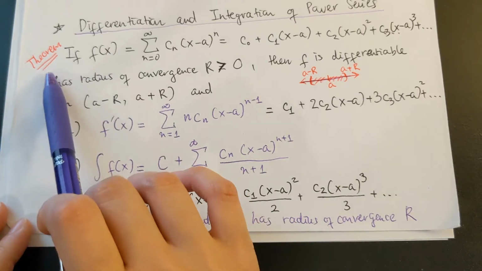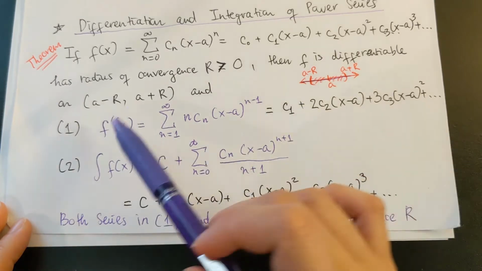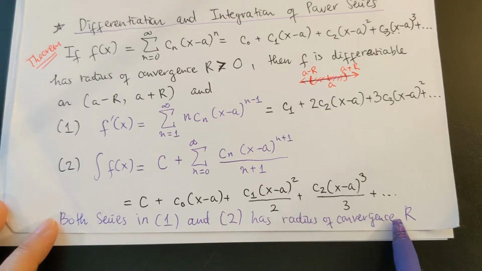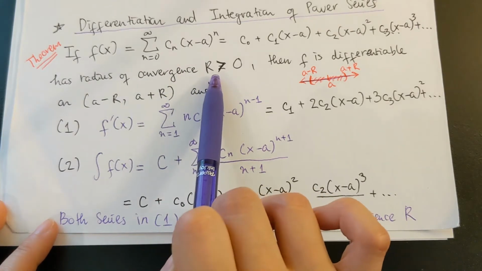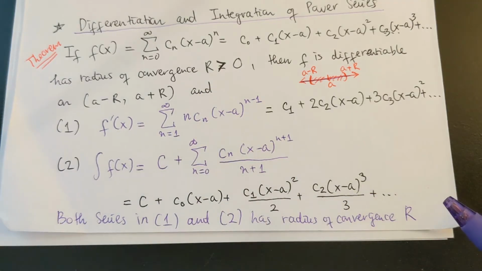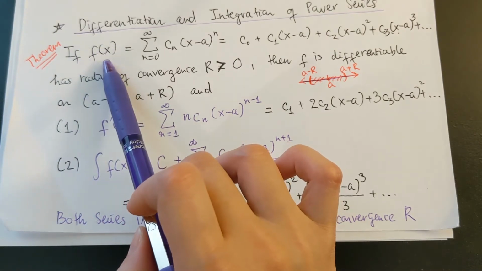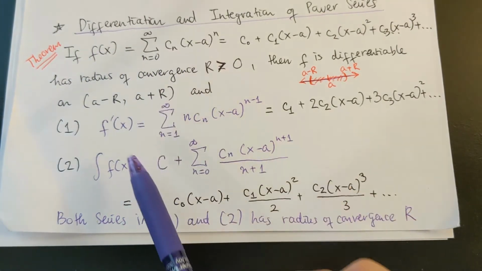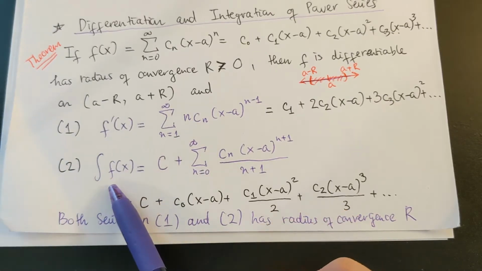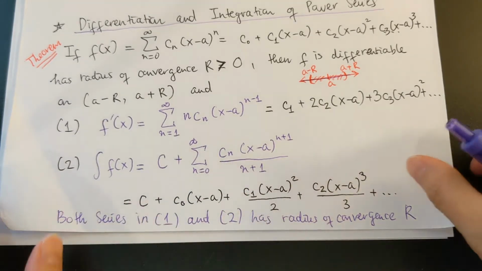This theorem also tells us that both of these power series representations, for the derivative function and for the integral function, have the same radius of convergence r as the original function. So this is a very helpful theorem to have, because if I know how to represent a function f as a power series, then I automatically know how to represent its derivative function and its integral function as a power series. Okay, so let's see an example.